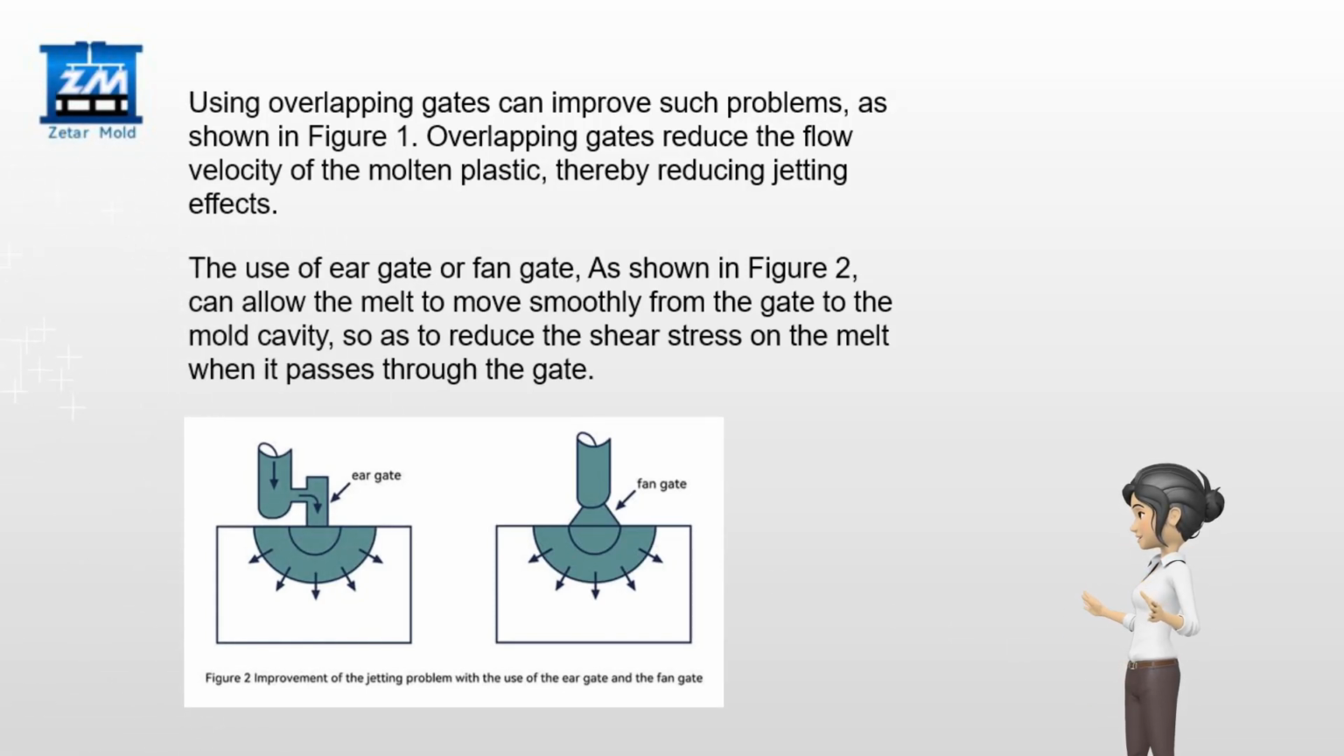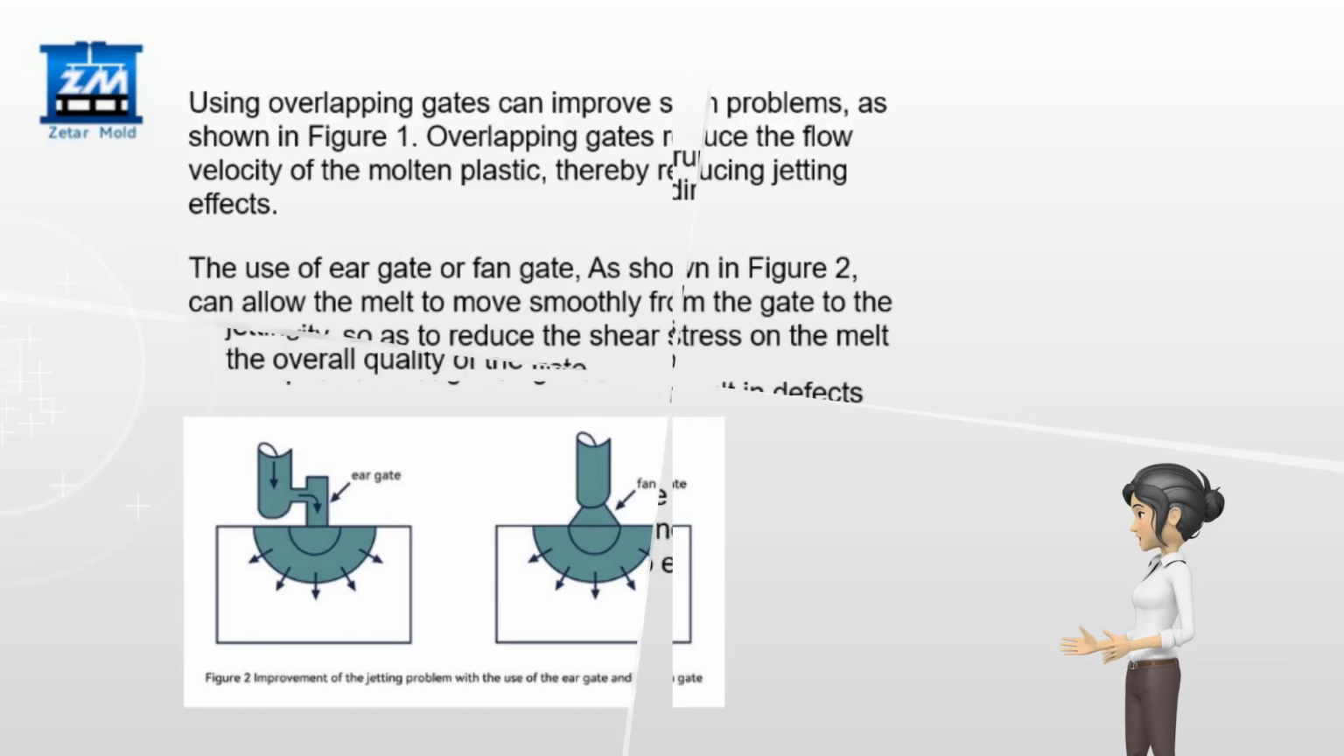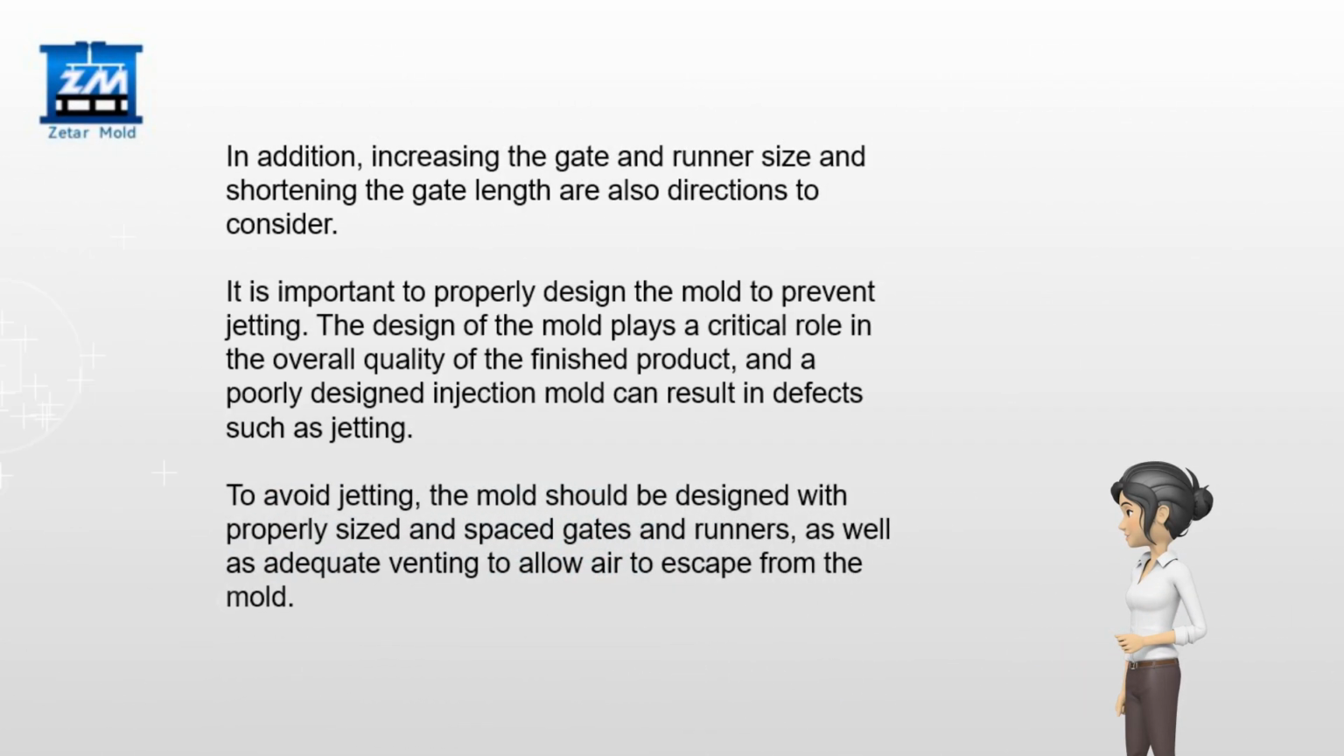The use of air gate or fan gate, as shown in Figure 2, can allow the melt to move smoothly from the gate to the mold cavity, so as to reduce the shear stress on the melt when it passes through the gate. In addition, increasing the gate and runner size and shortening the gate length are also directions to consider. It is important to properly design the mold to prevent jetting.